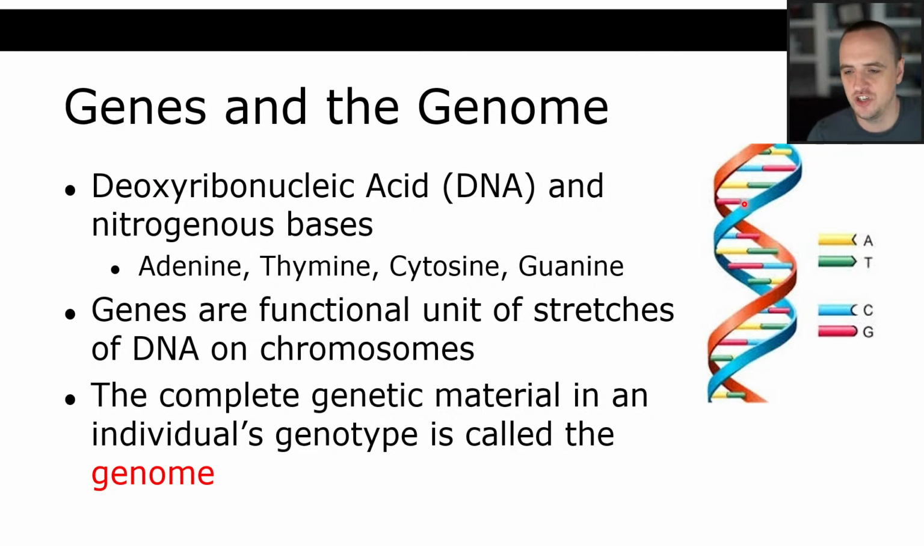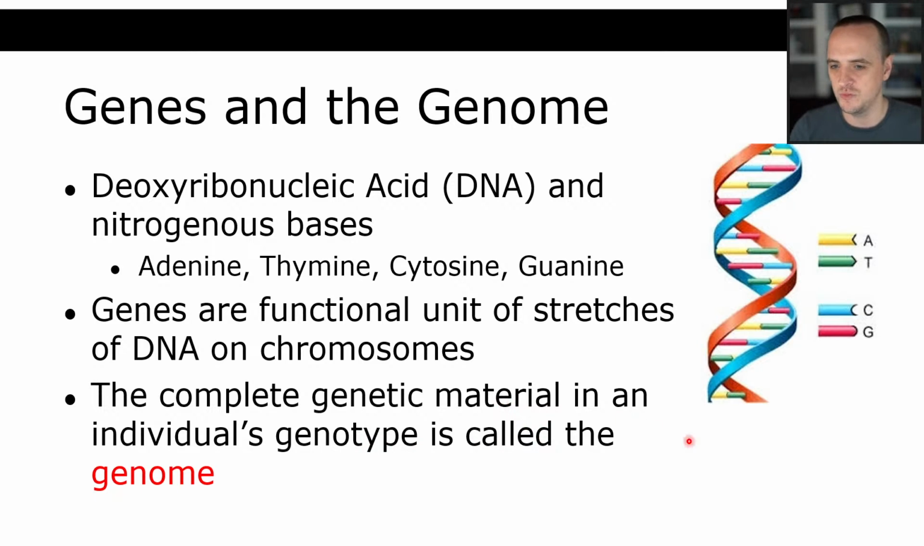So, genes and the genomes. Our genome consists of deoxyribonucleic acid, DNA, and some nitrogenous bases. So we have essentially A, T, C, and G, all right? Genes are functional units, stretches of DNA on chromosomes. The complete genetic material in an individual's genotype is called the genome.